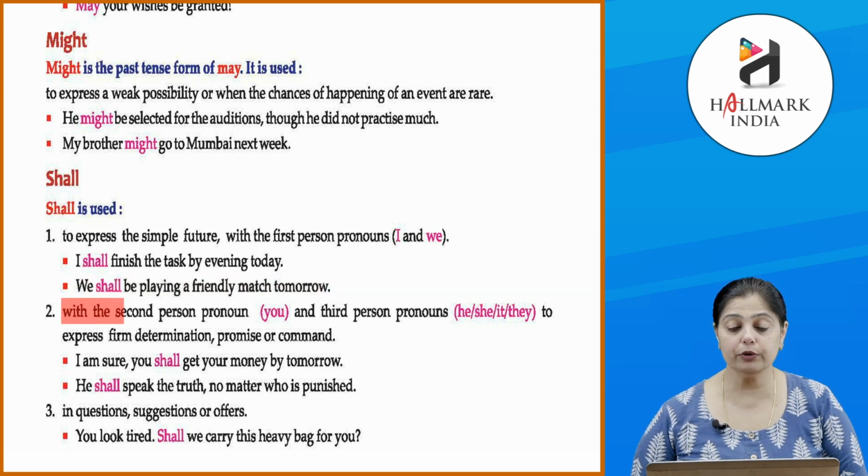With the second person pronoun you and third person pronouns he, she, it, they, shall is used to express firm determination, promise or command. I am sure you shall get your money by tomorrow. He shall speak the truth, no matter who is punished.